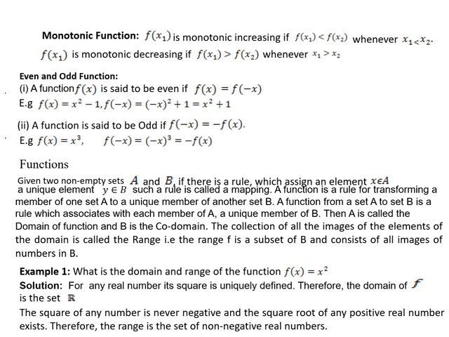Even and odd functions. A function, number 1, a function f of x is said to be even if f of x equal to f of minus x. That is, let's take for example here, where we have this function as x squared minus 1. f of x equal to x squared minus 1. Then substitute the value of x there.